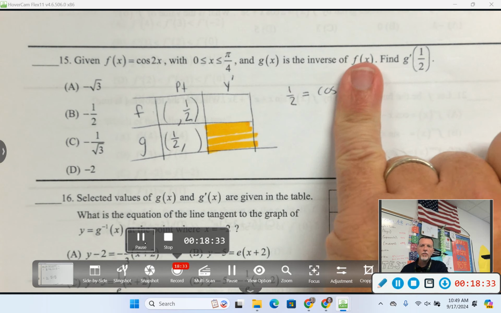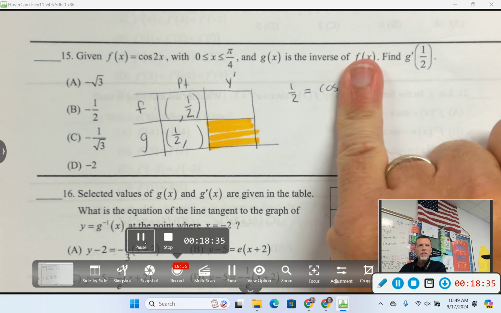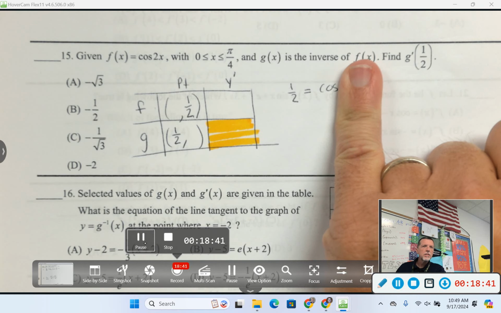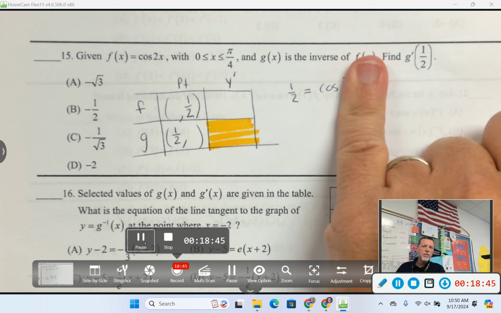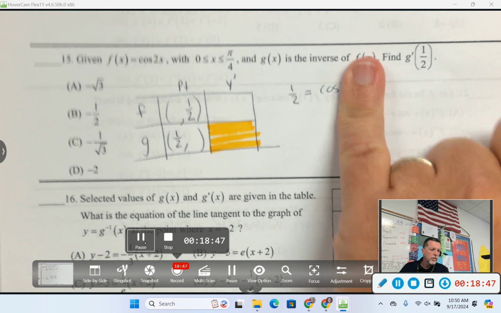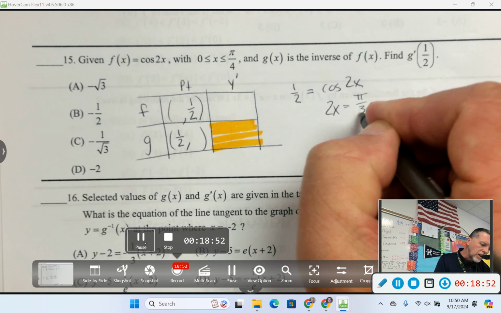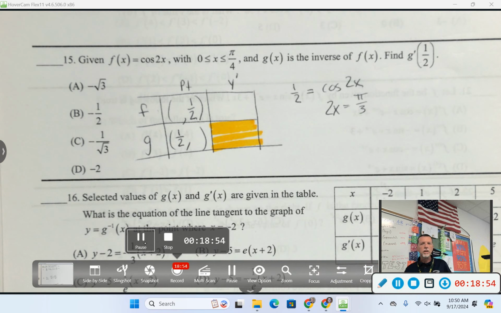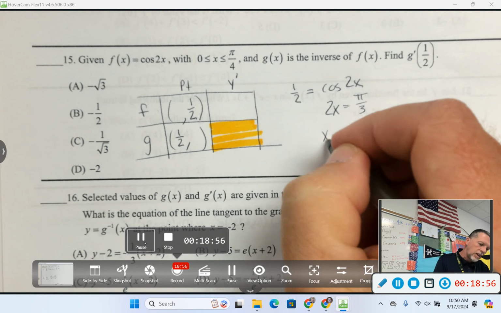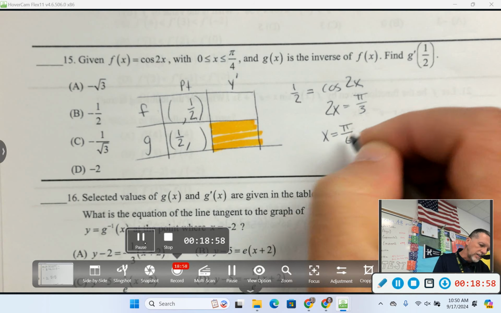Okay, let's not worry about the 2x part yet. The cosine of what is 1/2? So what angle has a cosine of 1/2? Pi over 3. So I need what's under my pinky finger to be pi over 3. I need 2x to be pi over 3 for that to work. So I need x to be pi over 6.